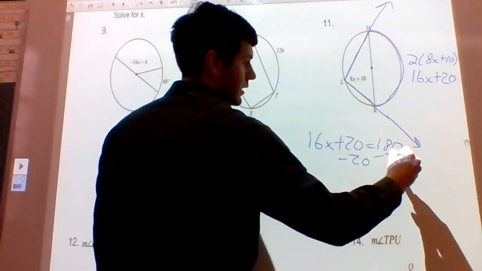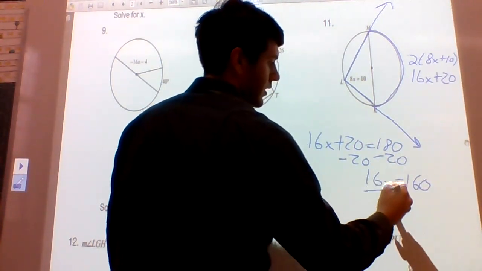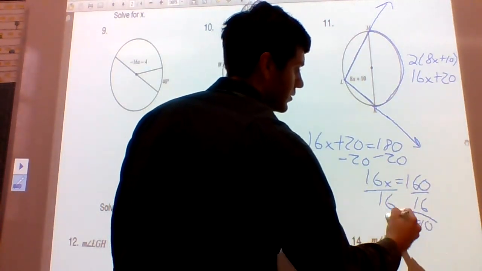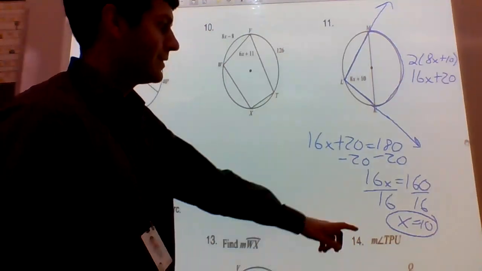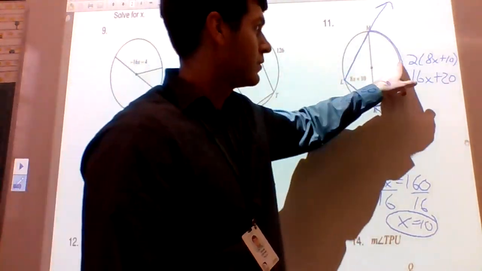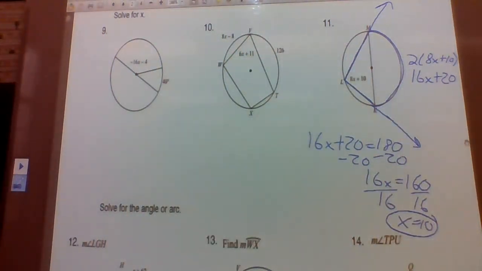Subtract 20 from both sides. 16x equals 160. Divide by 16. We get x equals 10. We can substitute it back in. So 8 times 10 is 80. 80 plus 10 is 90. Double it to get the arc. That's 180. So another good answer there.